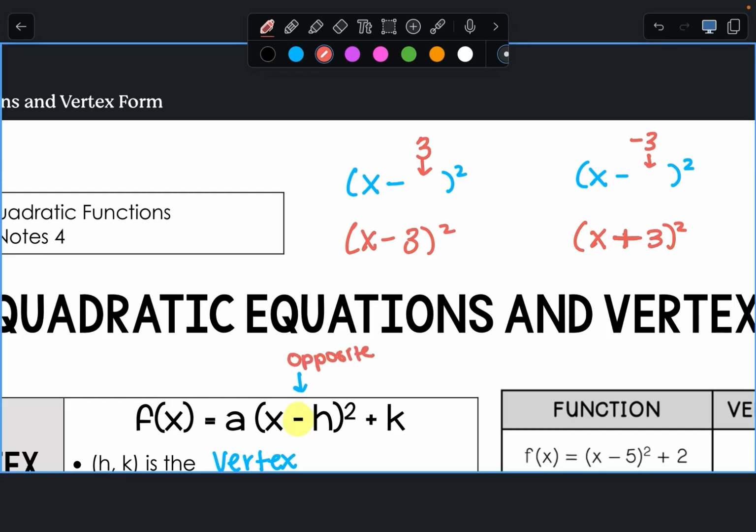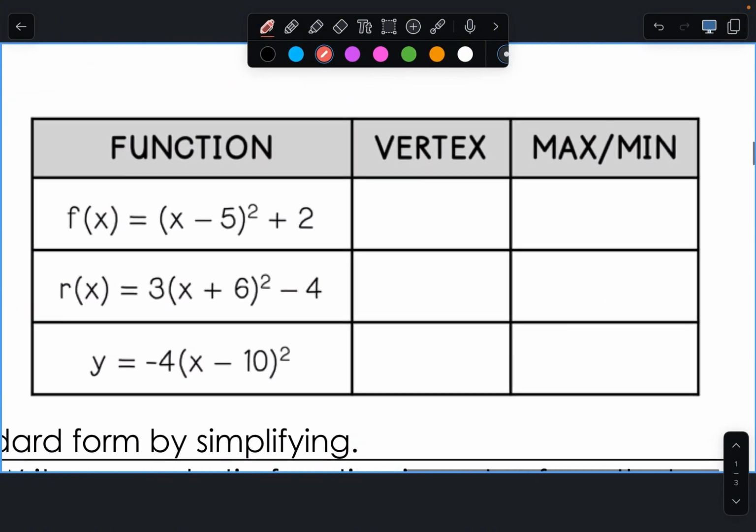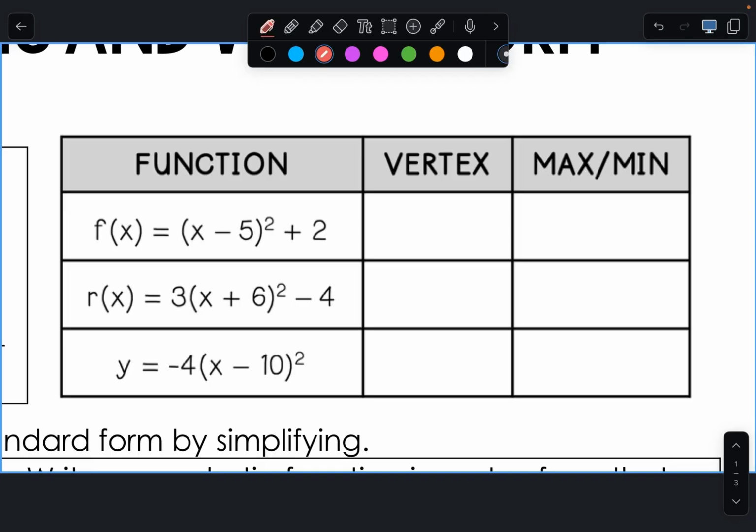Okay, but the k will always be whatever it is. If it's positive, plus; negative, minus. The only one that you read the opposite way is the number inside the parentheses. So if you look at the box on the right, the first thing we're going to do is identify what the vertex is. We're going to identify our h and k from the formula, and then we'll talk about the maximum and minimum, okay?